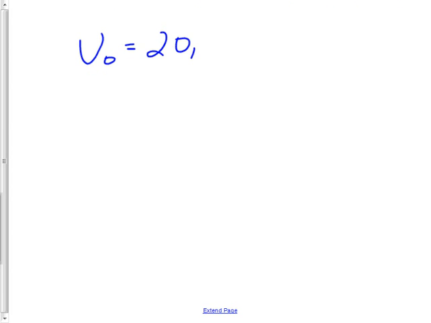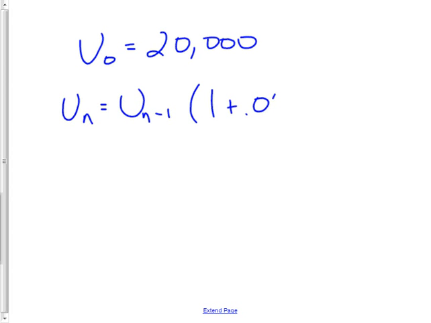U0 equals $20,000. You don't have to put a dollar sign here first. U sub n is equal to U sub n minus 1 times (1 plus 0.04), where n is greater than or equal to 1. Now here's what I could ask you about that. I could ask you, is that arithmetic or geometric? And what would you say?